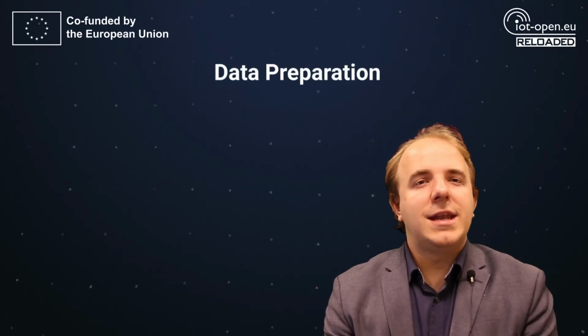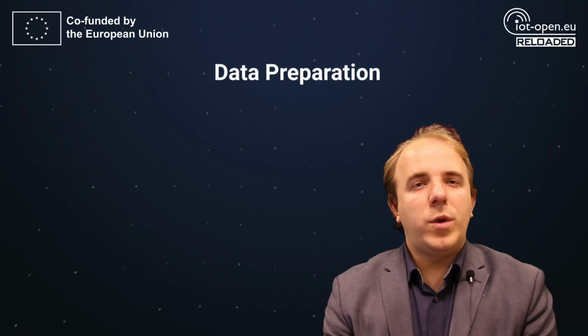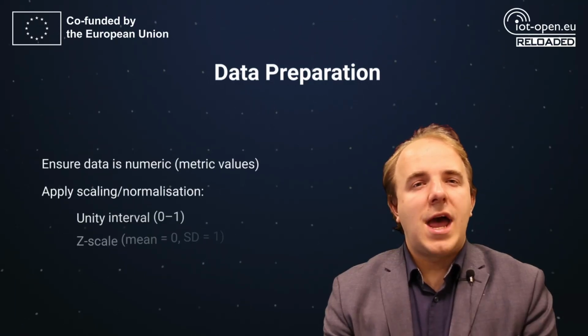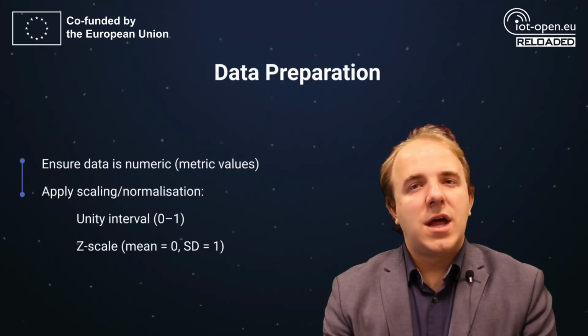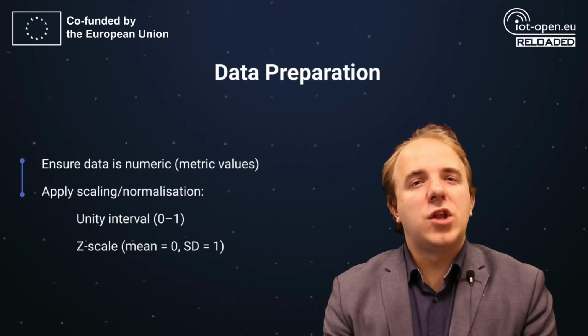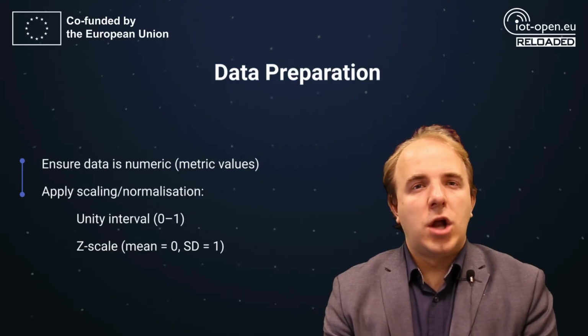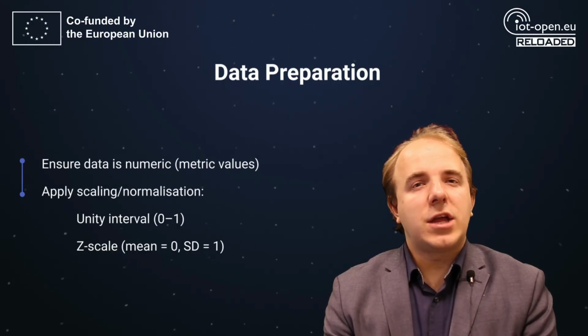Before clustering, data must be prepared. We check that it's numeric and we put all variables on the same scale. Otherwise, one factor like income can dominate results. Normalization methods like unity scaling or z-scores ensure fairness.